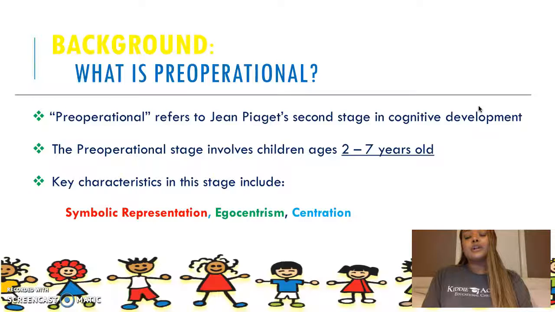The term preoperational refers to Jean Piaget's second stage in cognitive development. Now, there are 4 total stages. However, as you will see, the preoperational stage will be the sole focus for this presentation. So this stage of preoperational involves children ages 2 to 7 years old. As you will see for our classroom, ages 3 to 4, they fit perfectly in this stage, and you'll see better as we go further. So key characteristics in this stage, some of those which include symbolic representation, egocentrism, and centration.